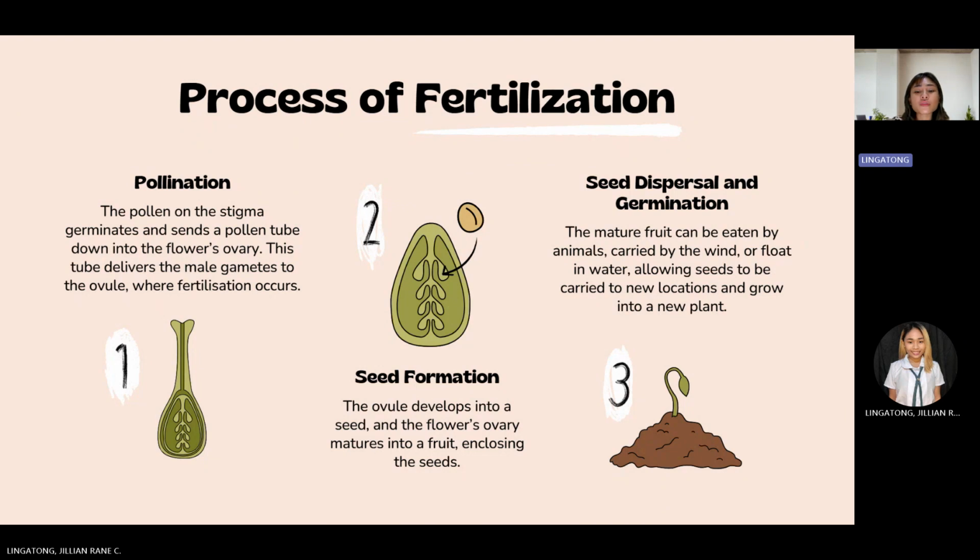And lastly, seed dispersal and germination. Once the fruit matures, it becomes a vehicle for seed dispersal. The fruit can be eaten by animals, carried by wind, or even float in water to be carried to new locations. After dispersal, the seed germinates when it finds the right conditions, such as moisture and temperature, and this marks the beginning of a new plant's growth cycle.